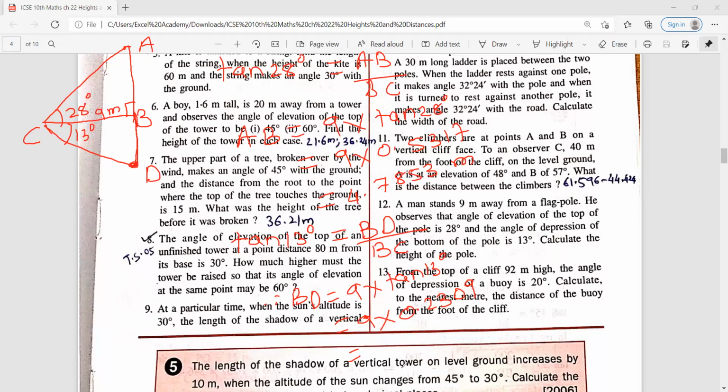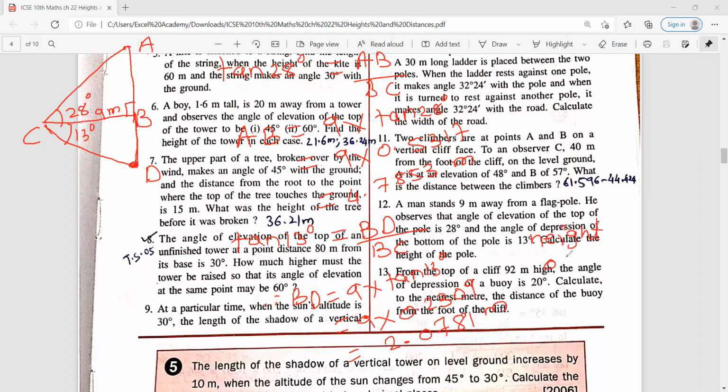Perpendicular upon base, just tan. How much is it? 6.86 meters? No, tell me the value of this. Sir, 2.0781. 2.0781 meter.